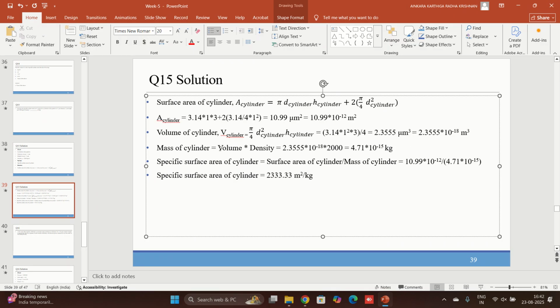And mass of the cylinder is volume into density. The volume we calculated is 2.355 into 10 power minus 18, density is 2000, and on substituting we get 4.71 into 10 power minus 15 kg. So specific surface area is surface area of the cylinder by mass of the cylinder. So surface area is 10.99 into 10 power minus 12 divided by 4.71 into 10 power minus 15. After that we get the final answer as 2333.33 meter square per kg. So that is for question 15.